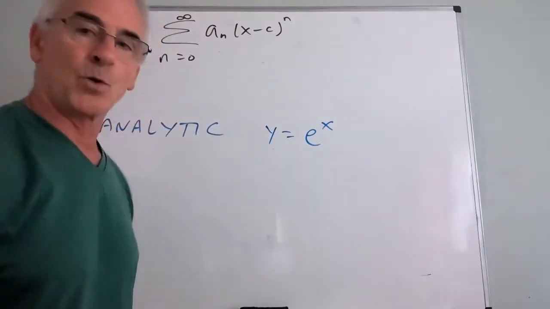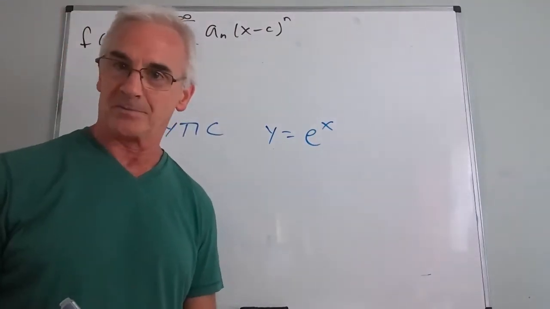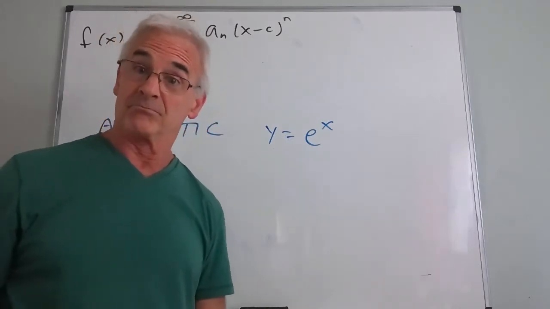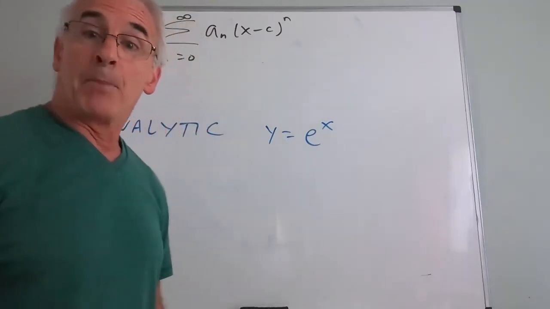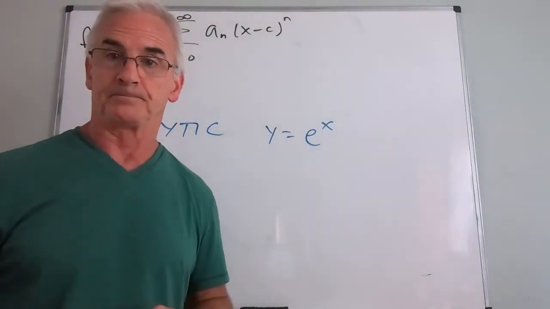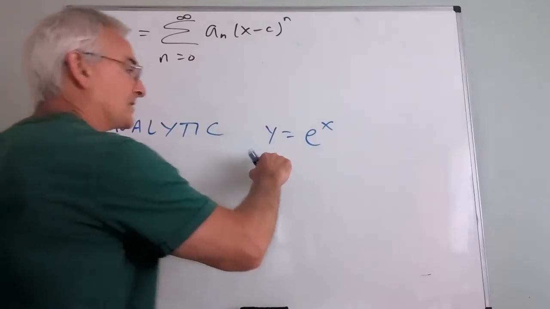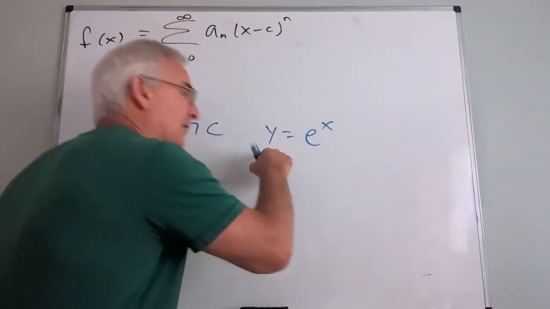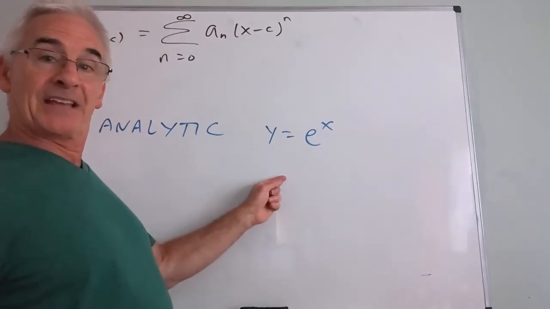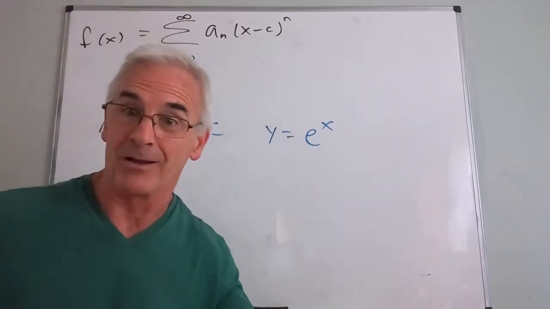I want to differentiate this one time. I want to differentiate it 1,000 times. Do we agree that every derivative forever and ever is going to be e to the x? By the way, can you evaluate e to the x at every real number? Yes. So we would say this is analytic at every real number, because every derivative of this forever and ever will exist, and it will exist at every real number.